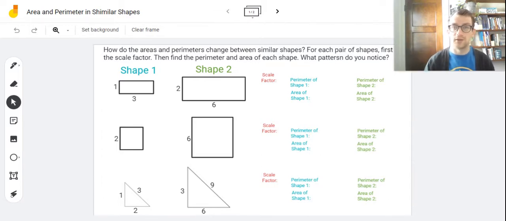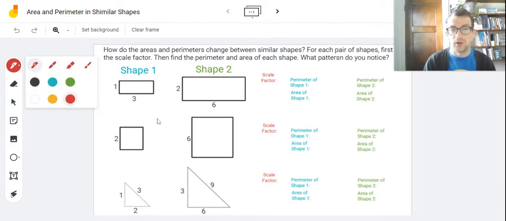You've got 3 pairs of similar shapes, and I want you to find the scale factor between the 2 shapes, find the perimeter of both shapes, and find the area of both shapes. And as you're doing that, you're going to be looking for patterns. So as a reminder, if we're looking at this first pair of shapes right here, the 2 rectangles, first job is to figure out what's the scale factor.